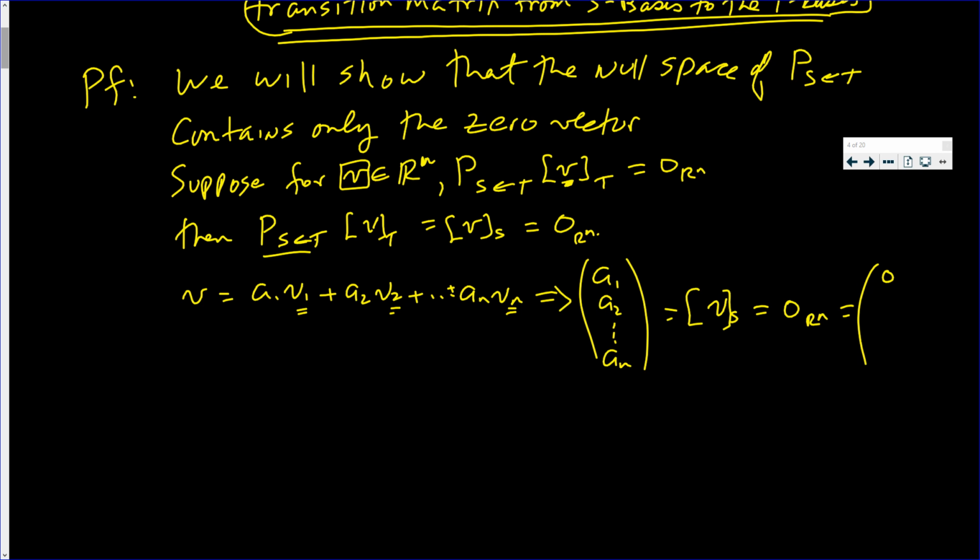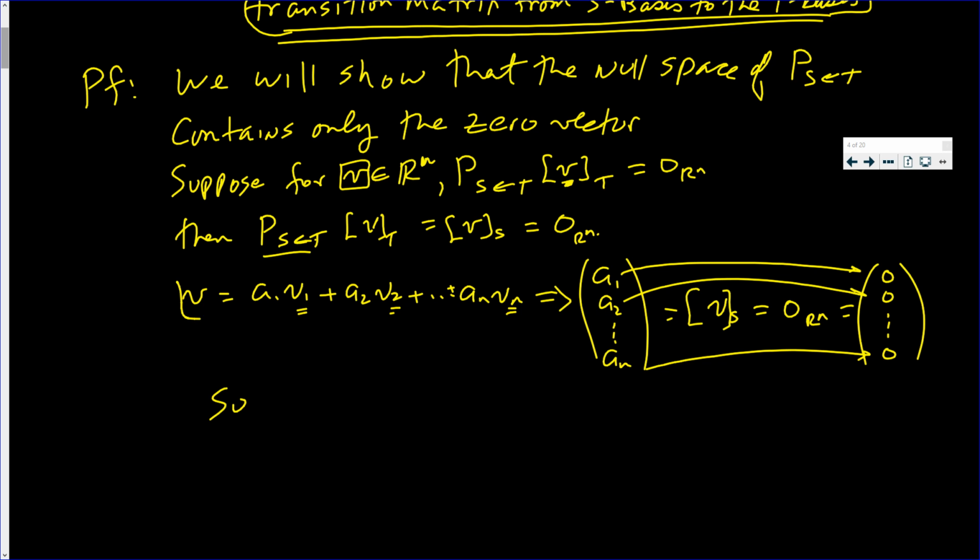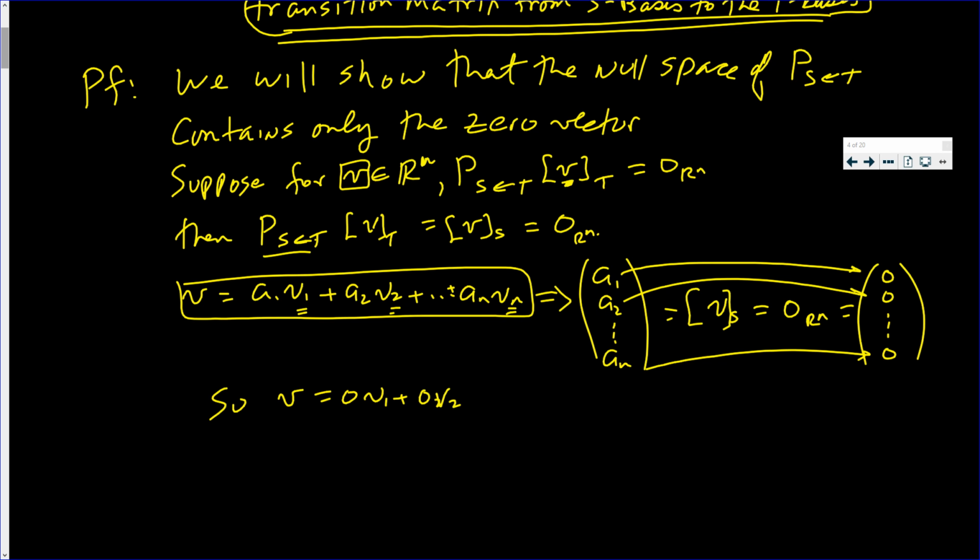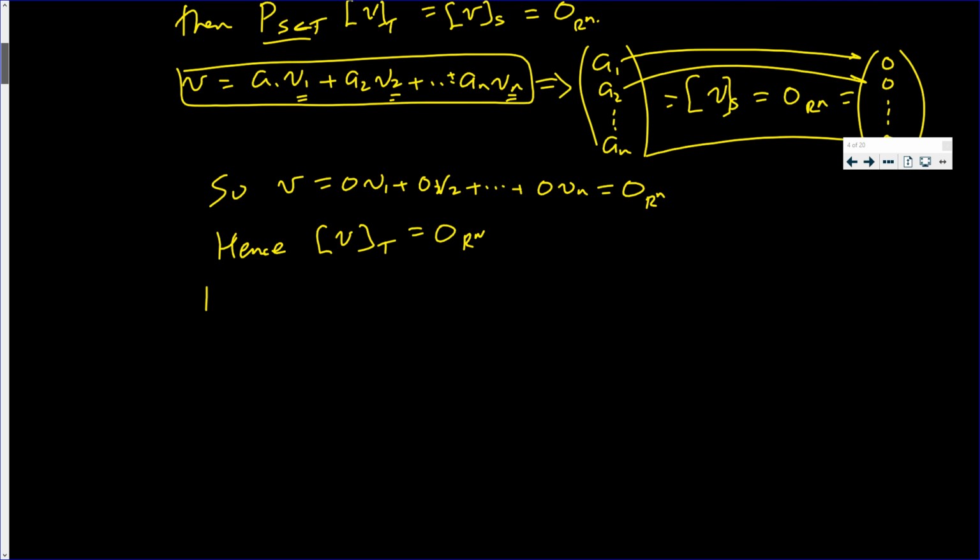But the zero vector in Rn is obviously all zeros. Say a1 is 0, a sub 2 is 0, a sub n is 0. So copying this down with the updated information, v is 0 v1 plus 0 v2 all the way to 0 times vn. Well, that's just the zero vector in Rn. Hence, the vector v with respect to the basis T is also the zero vector in Rn. That's our immediate result.